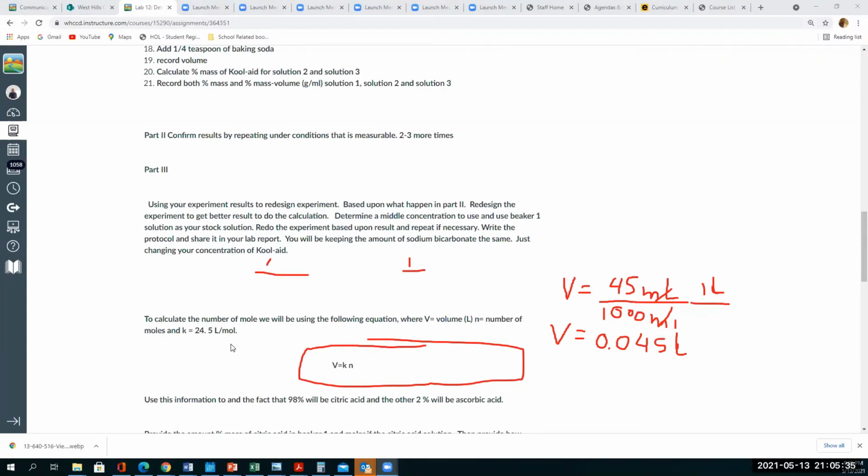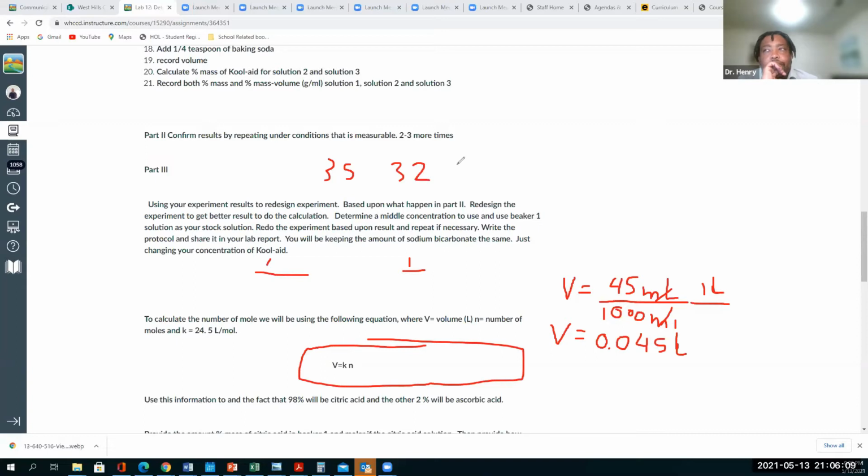Dr. Henry, I got 35, 35, and 38, and I divided it by 3, so I got 82.6, and if I rounded to 83, I would divide that by 1,000 milliliters. Wait, so you added them together and divided by 3 and got 82? Yes, 82.6. Okay, now I want you to listen to what you just told me. You said you got 35, 35, and 38.